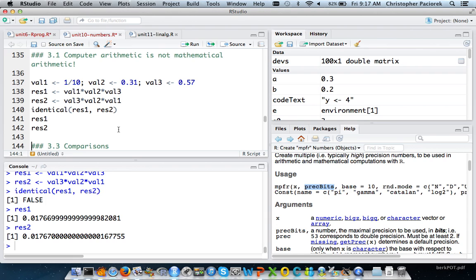If I look at res 2, it's not very different, but it's different enough that we don't get precisely the same number in terms of the extent to which we can represent it. These are differing probably in the 16th decimal place here, but that's enough that R says, oh, these aren't identical numbers. So don't expect infinite precision whenever you're working on a computer in any of these sorts of calculations.